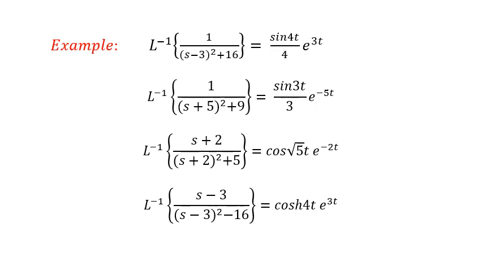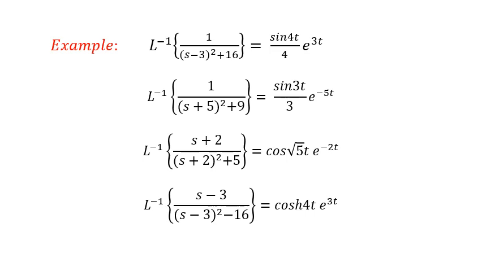Now the second example, 1 by s plus 5 square plus 9. You have to rewrite that as 1 by s plus 5 the whole square plus 3 square. That is the standard form of sine. Sine 3t by 3, and s plus 5 denotes the inverse shifting. E raised to, here a is minus 5, so it is e raised to minus 5t.